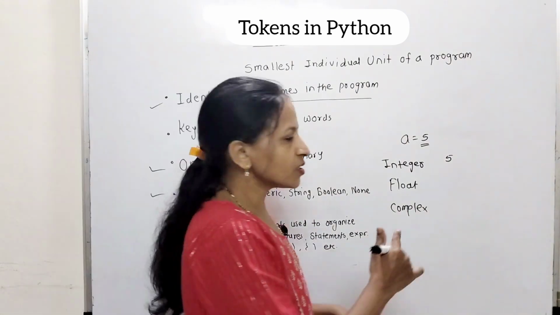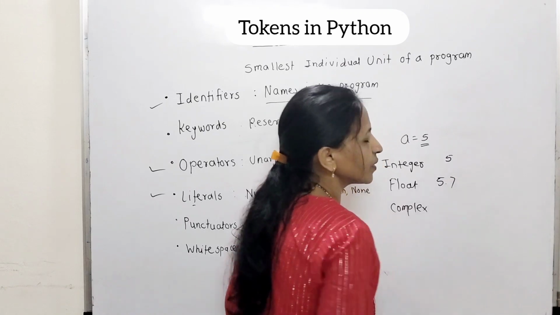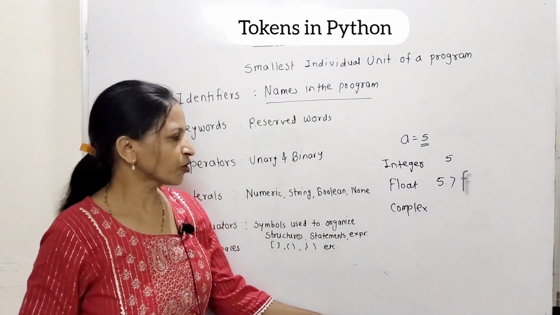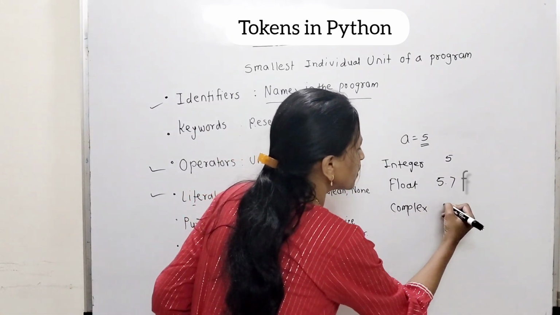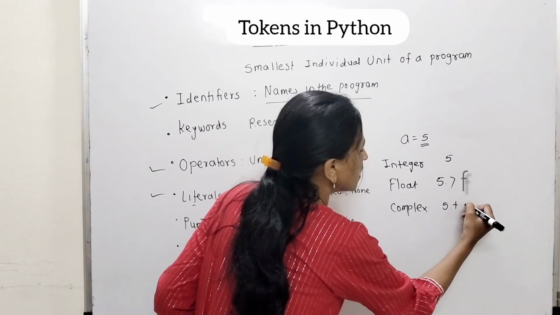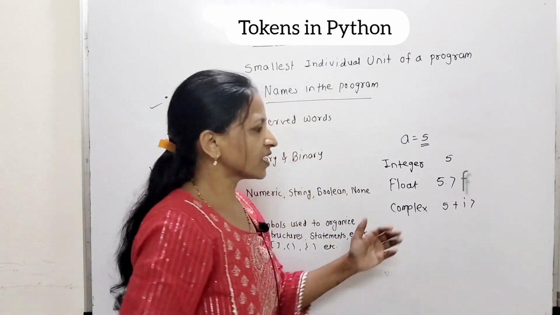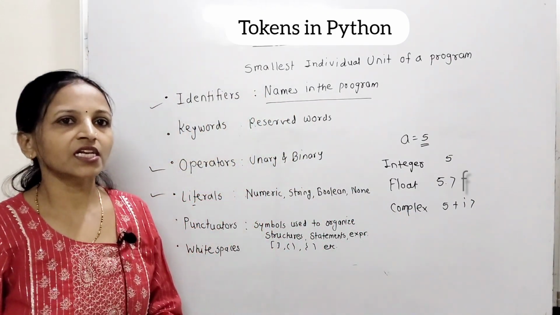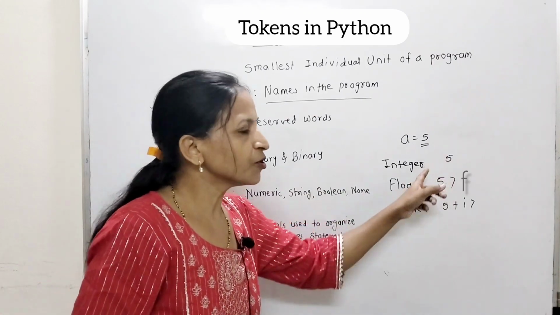Suppose you mention a value like 5.7, then that becomes a floating point literal. A complex number you can also mention, like 5 plus 7j. That is a complex literal. These are some numeric literals.